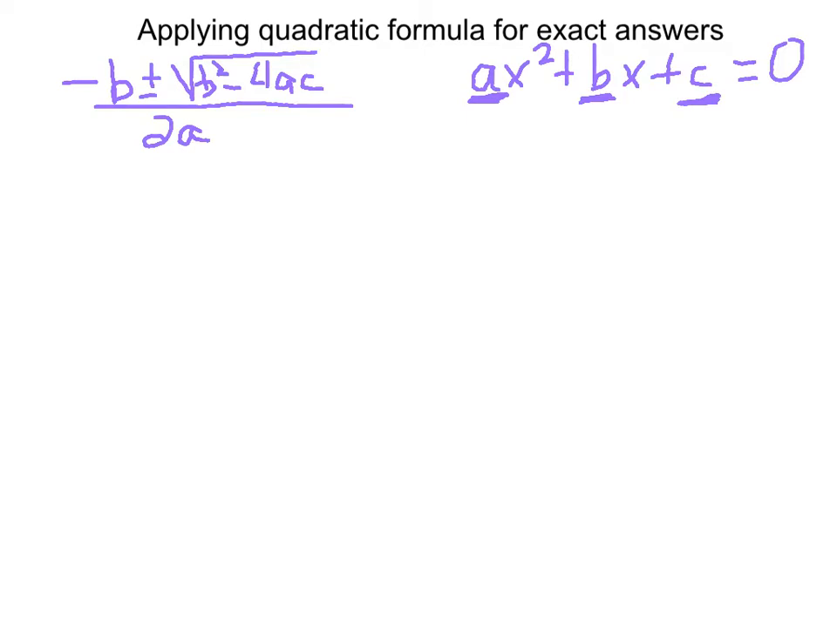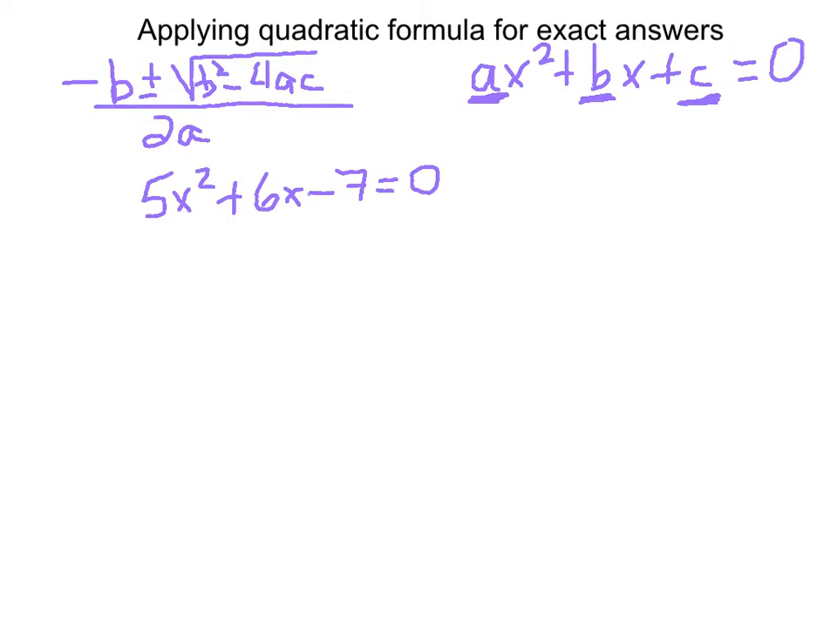So let's try one together. 5x squared plus 6x minus 7 equals 0. Put this down in your notes. Make sure you have your quadratic formula written on the top. If I'm going a little too fast and you need to hit pause, then go right ahead and do that.